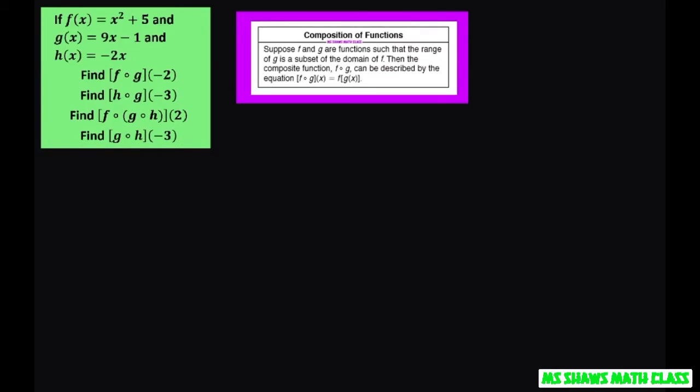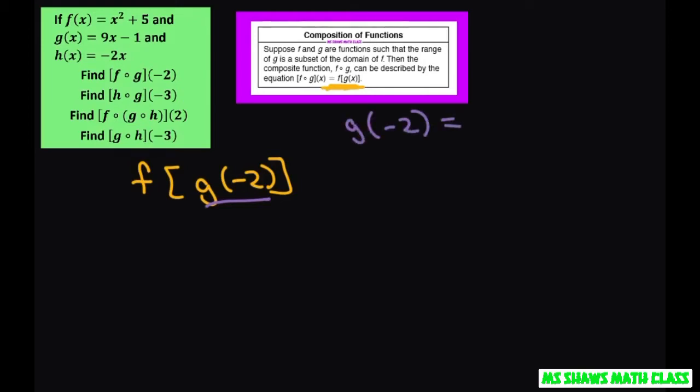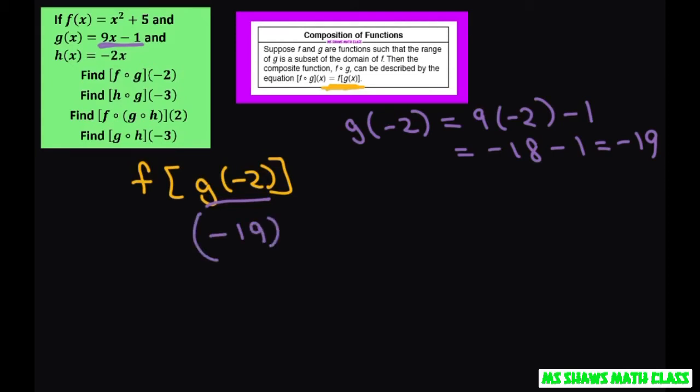So for the first one, we want to find f of g of negative 2. I'm writing it like this. So g of negative 2 is your inner function, so let's take care of that. g of negative 2 equals, take your g, and that's going to be 9 times negative 2 minus 1. So this gives you negative 18 minus 1 equals negative 19. So this is negative 19 if I substitute.